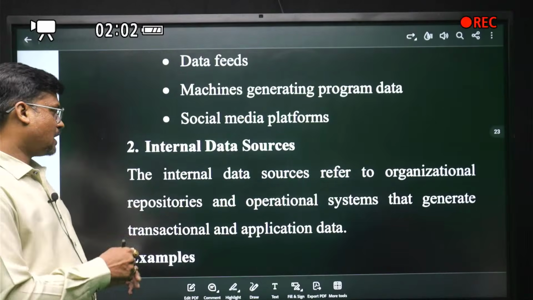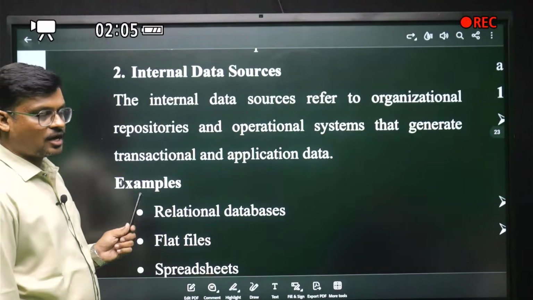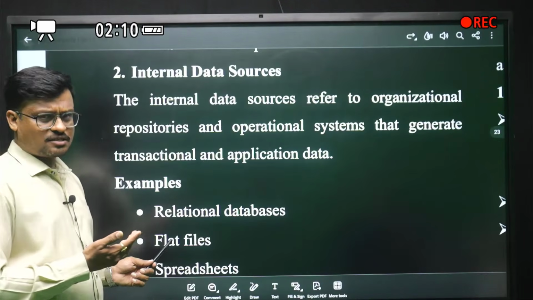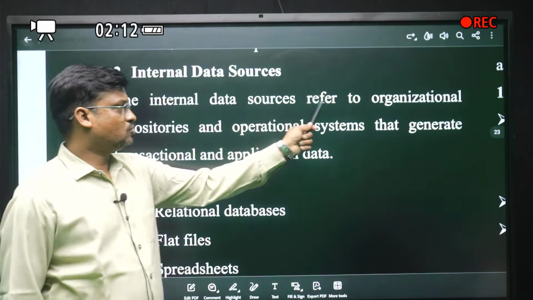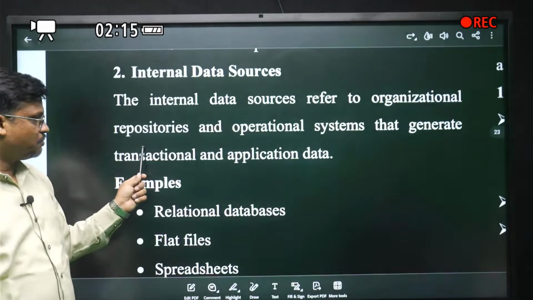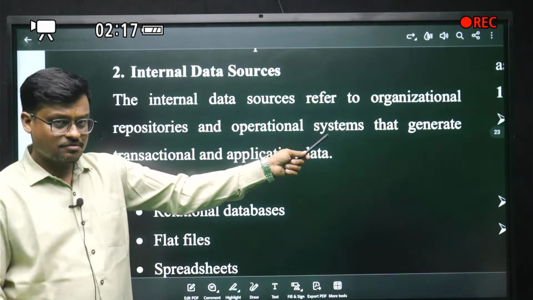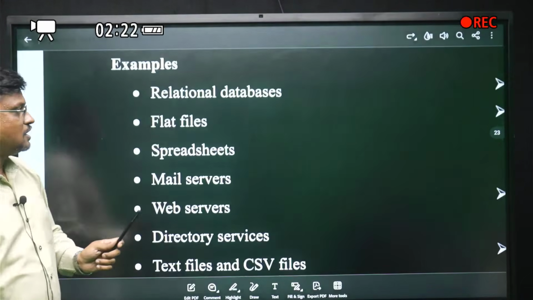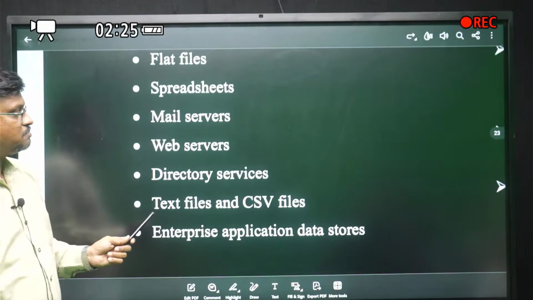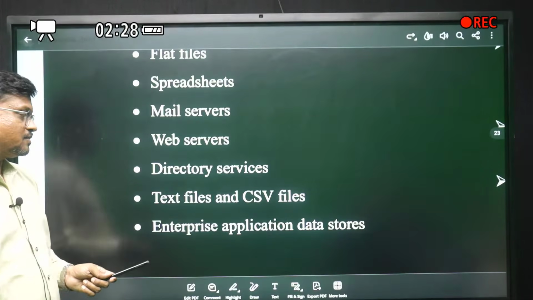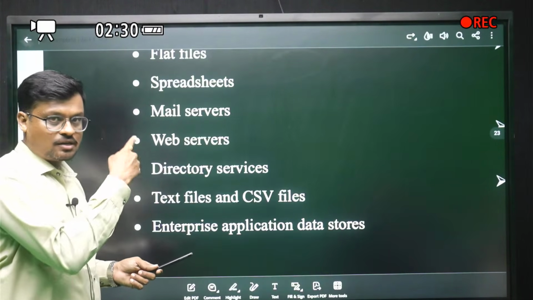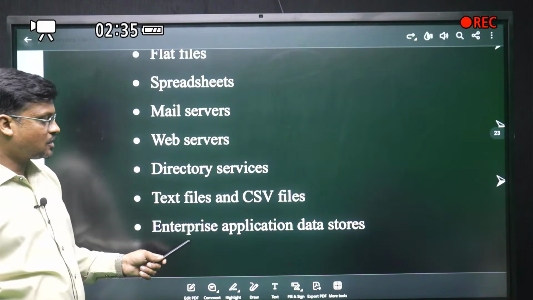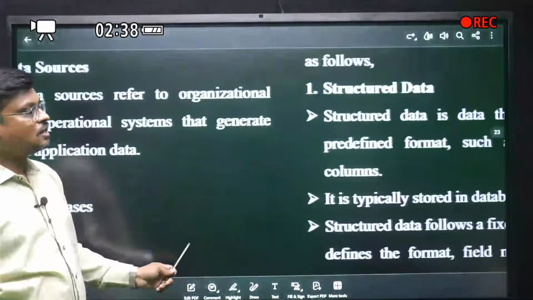Okay, the second category is internal data sources which are part of your internal organization only, like OLTP is the best example of this. The internal data sources refers to the organizational repositories and operational systems, that is OLTP, that generate transactions and application data. So flat files, relational databases, spreadsheets, mail servers, web servers, directory services, all these things from our own organization. Text files, comma separated values, enterprise applications and data sources fall under this.